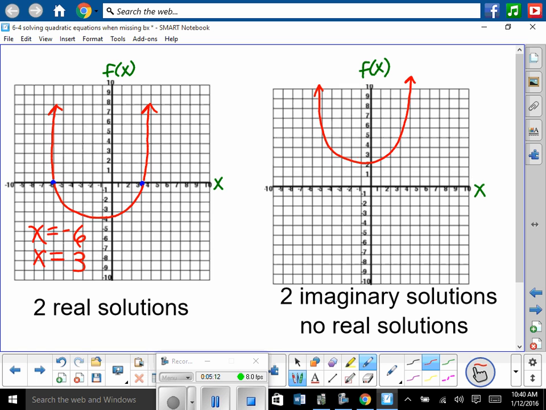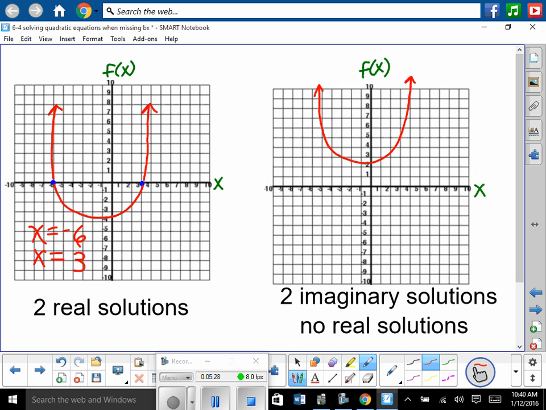Now understand something. These are real numbers, right? These are all real numbers, right? So if it doesn't cross, you're right. It doesn't have a real solution. But it does still have two solutions. They're just called imaginary solutions. So this still has two solutions, but they're imaginary.